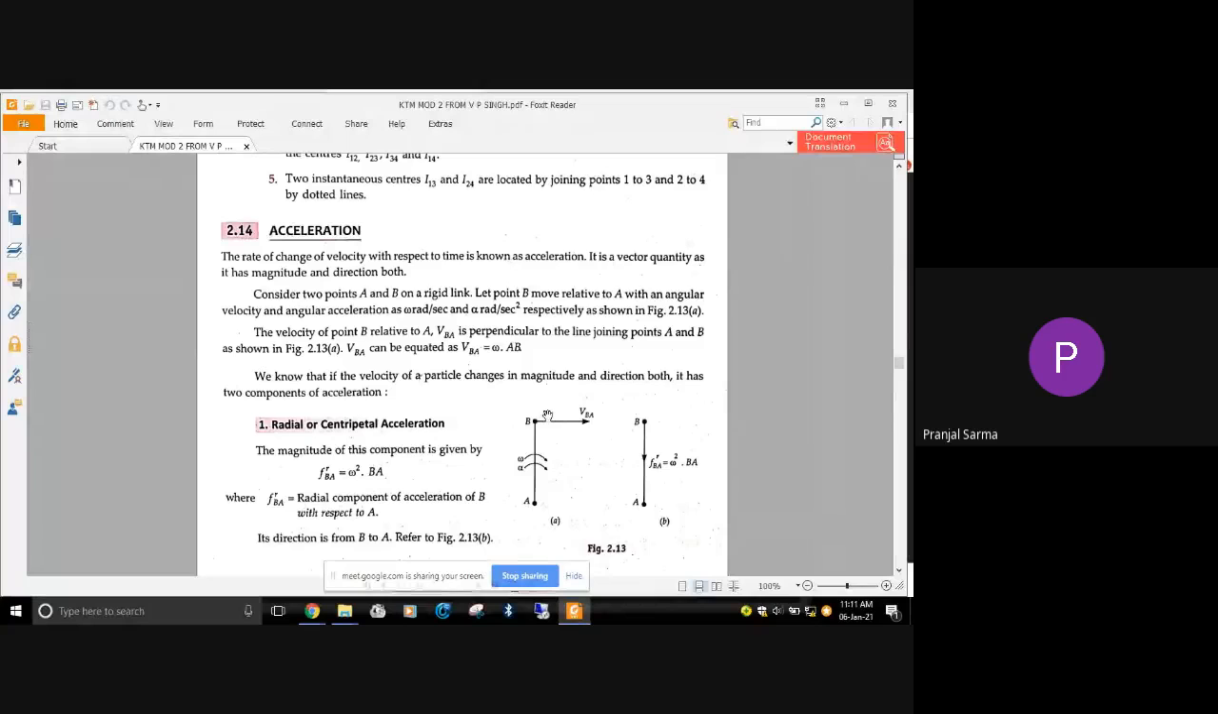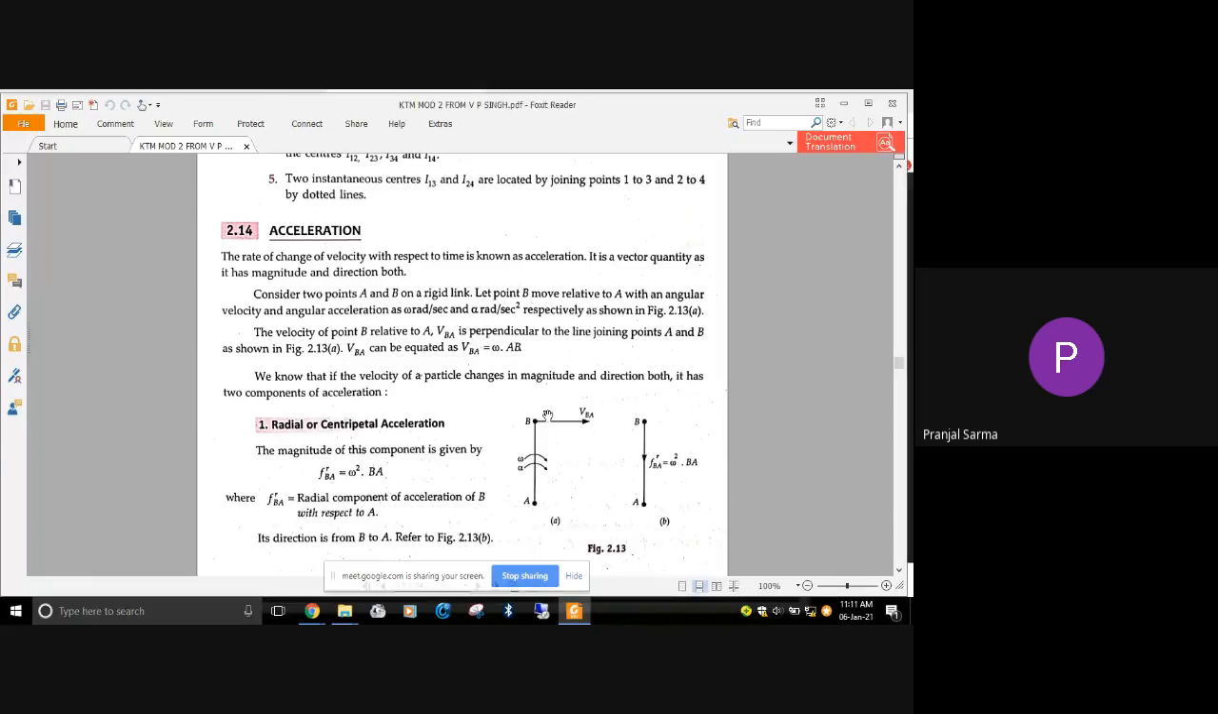Similarly for a sliding pair, it remains at infinity, but in a direction perpendicular to the direction of motion. So in the case of our slider crank mechanism, it was the line perpendicular to the line of stroke direction, at infinity. That way you have considered.